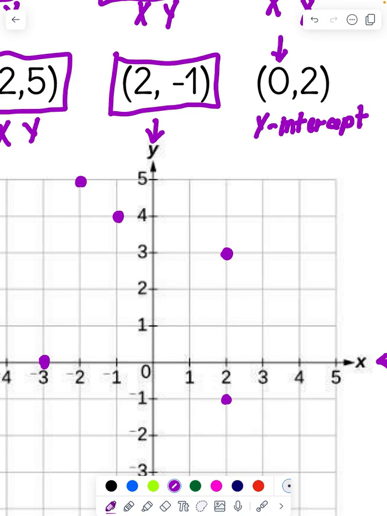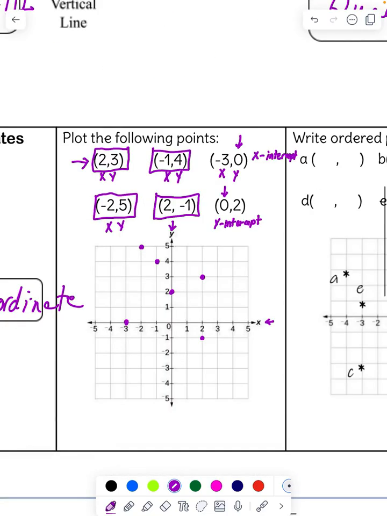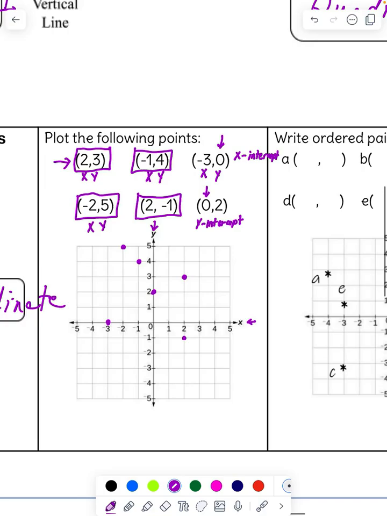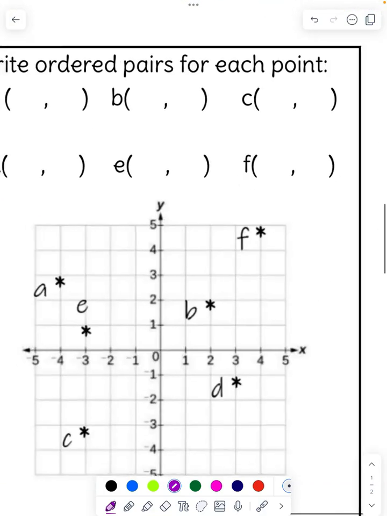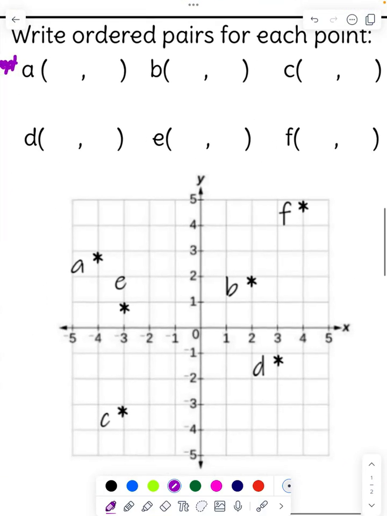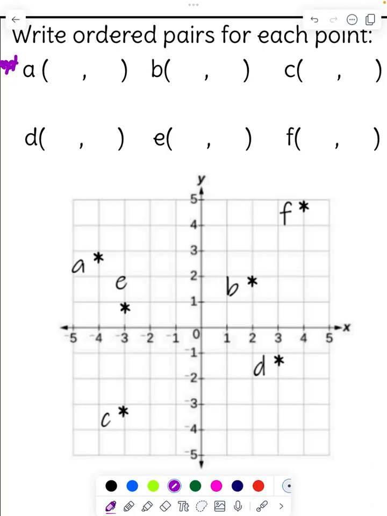Okay? So 0, 2. All right. So not only do you need to know how to graph them, you also need to know how to find a point and tell me the ordered pair. So here, let's do A right here. So first, figure out where it is even to the x-axis. So that's -4. Then figure out where it is even to the y, and that's 3.